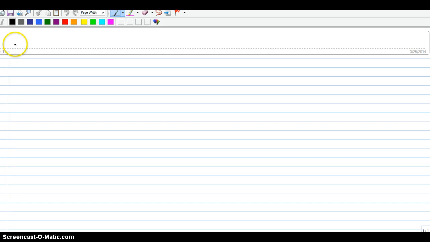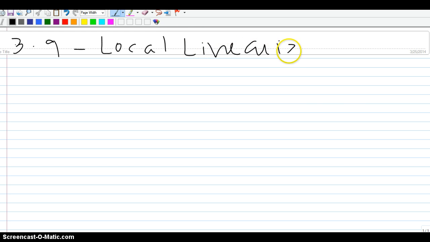Hi, we're going to do a few notes on 3.9 to be ready for tomorrow's lecture. So 3.9 talks about what we call local linearization, which is actually exactly what it sounds like. Local meaning we're looking at a very small part of the graph.